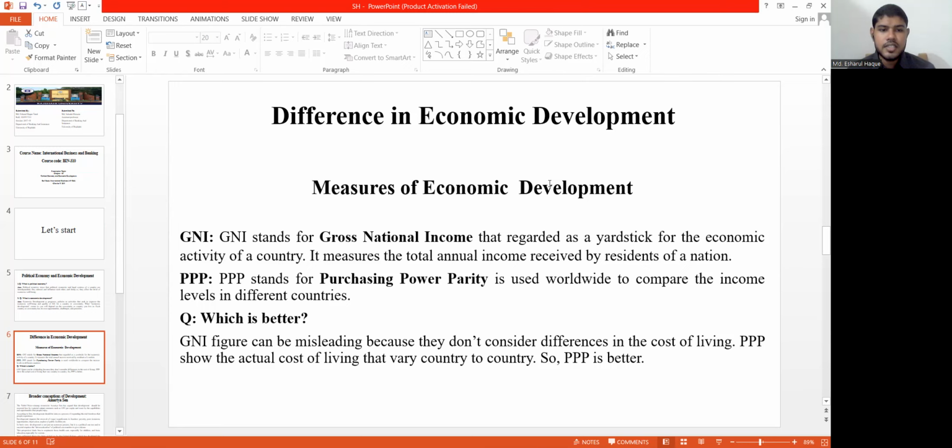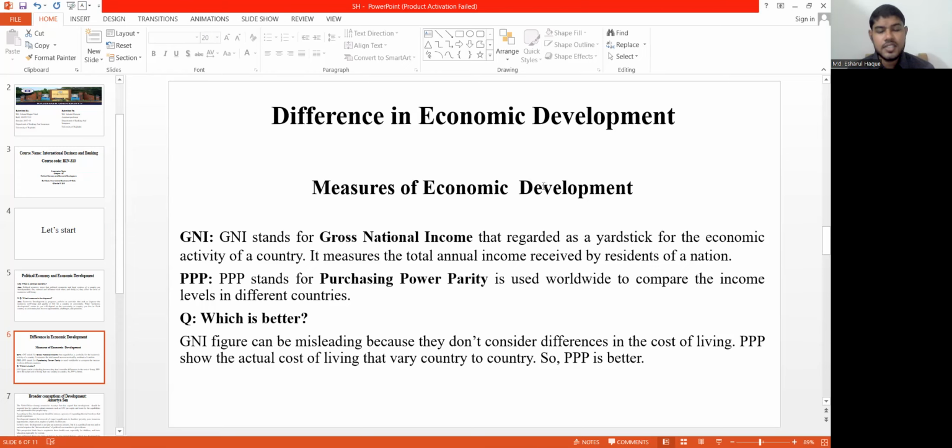Purchasing power parity discusses the overall cost of living in a country. That varies from country to country. GNI means the total income earned by a person in a country, but it can differ from country to country, and a very high total income does not necessarily mean high growth. If income is very high and cost is also very high, in short, economic growth is not a good measure. So which is better?